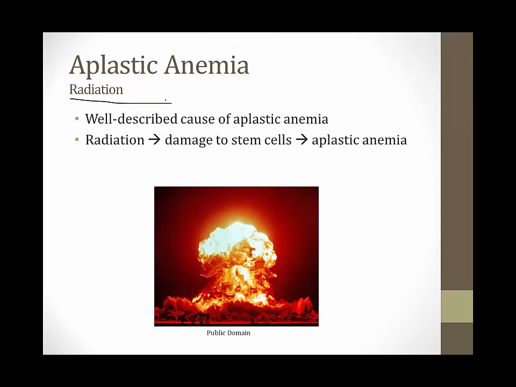Radiation is another well-described cause of aplastic anemia. Aplastic anemia occurred in many of the survivors of the atomic bombings in Hiroshima and Nagasaki. It also occurred in survivors of the Chernobyl nuclear accident in Russia. The way this happens is that radiation damages the stem cells, and this leads to aplastic anemia.